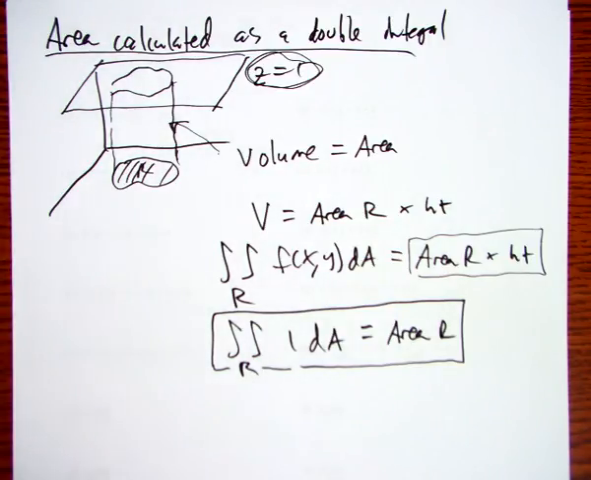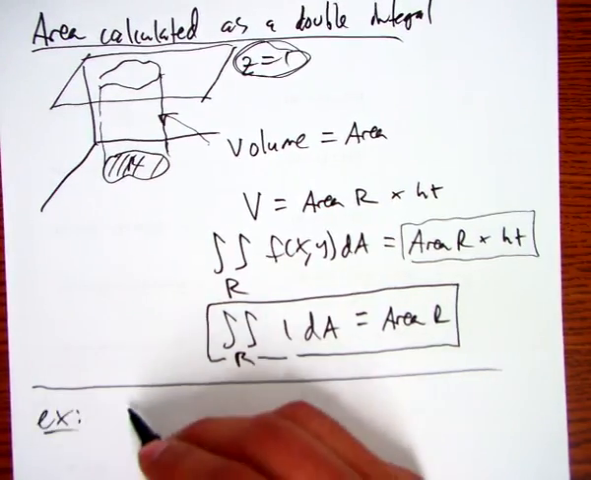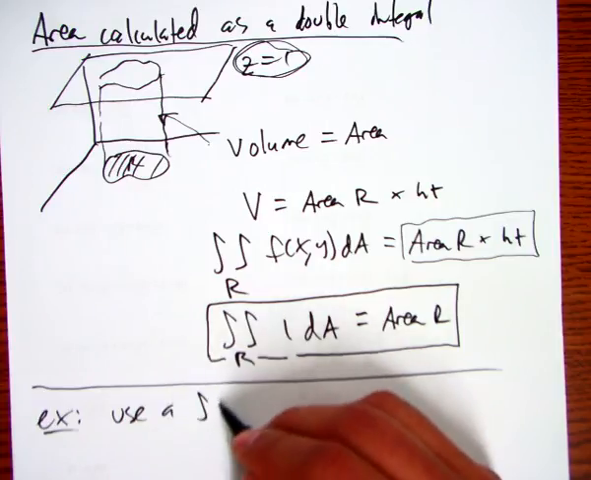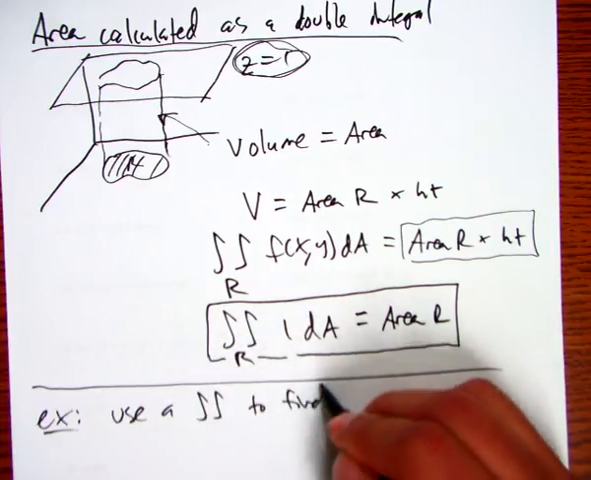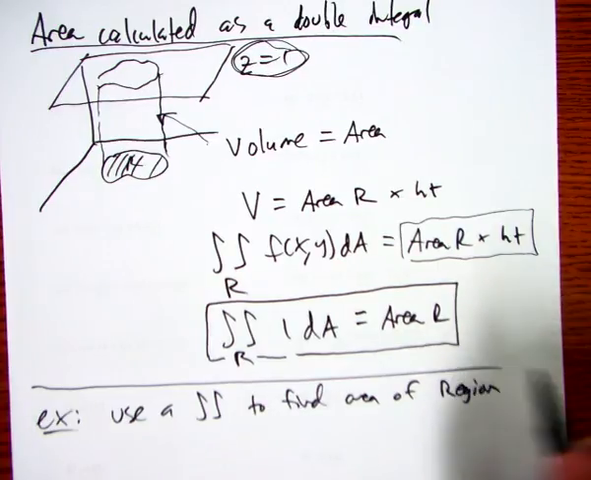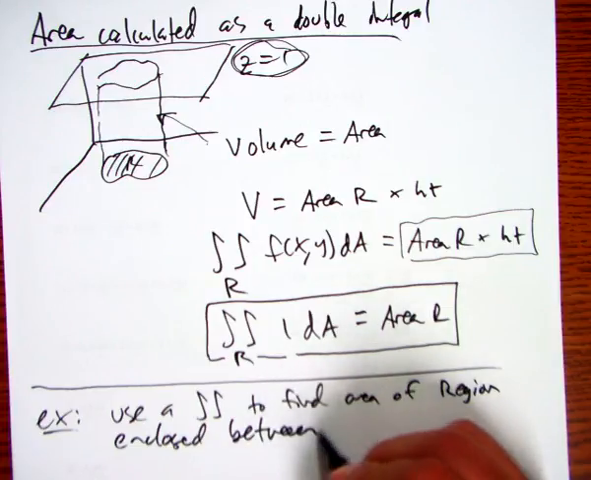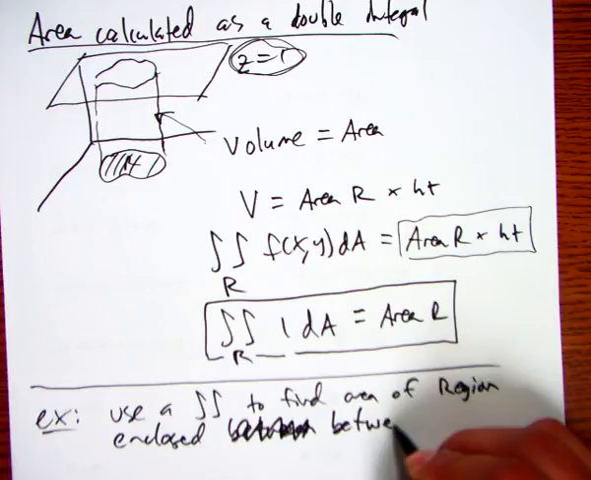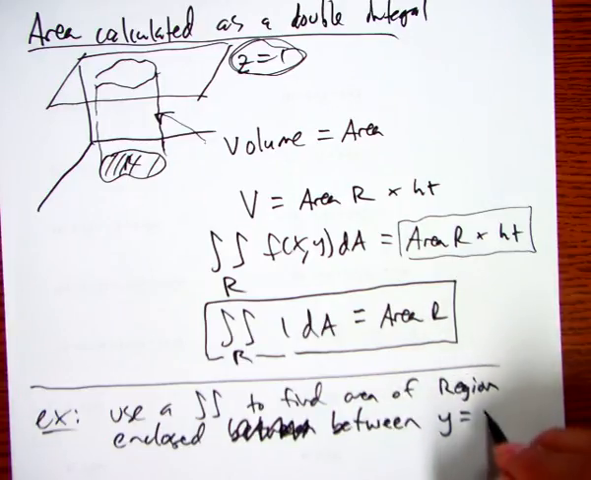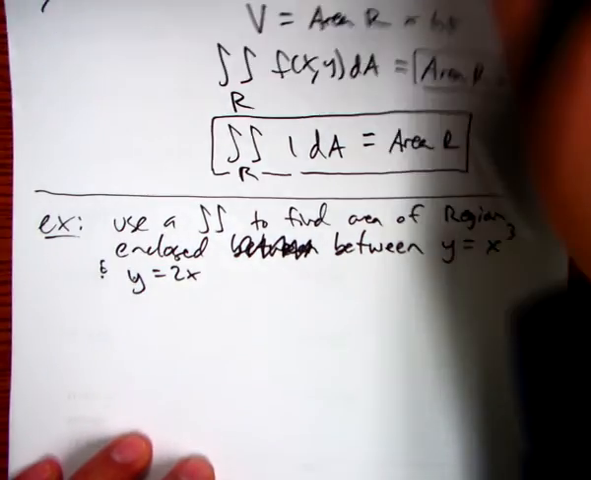Okay? So real quick, we'll set one up here. Use a double integral to find area of region enclosed between y equals x cubed and y equals 2x in the first quadrant.